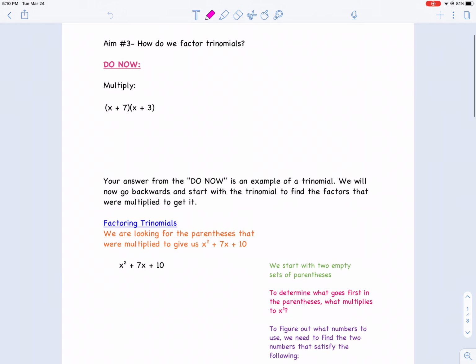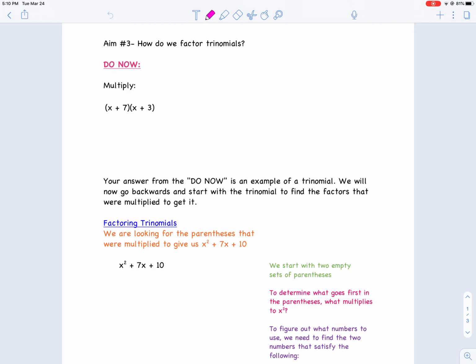Hi everybody, we're up to our next type of factoring. Let me remind you, so far we have done factoring the difference of two perfect squares. We have done the greatest common factor. Yesterday we talked about factor by grouping, and today is going to be factoring trinomials.